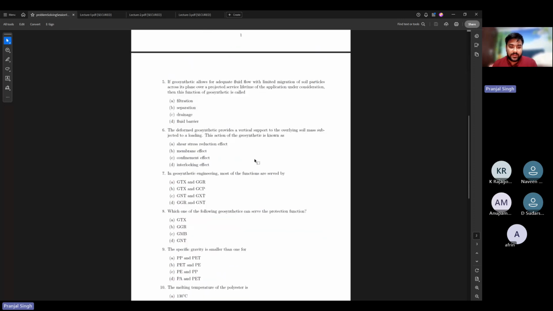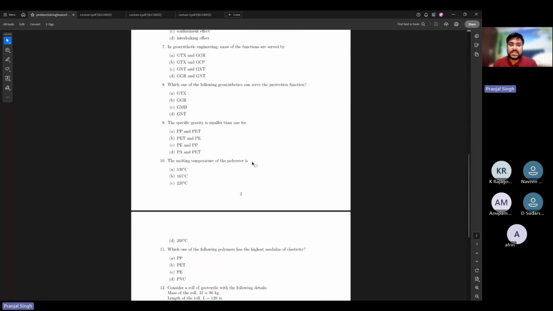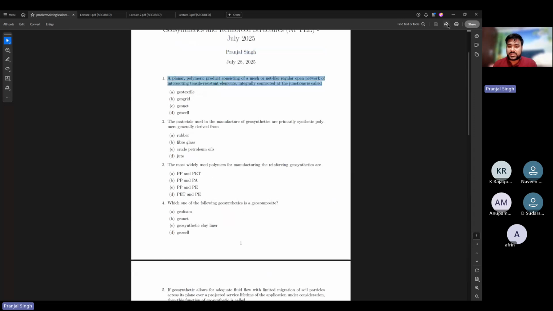So before starting these questions, I will just share a couple of examples about the application of geosynthetics.